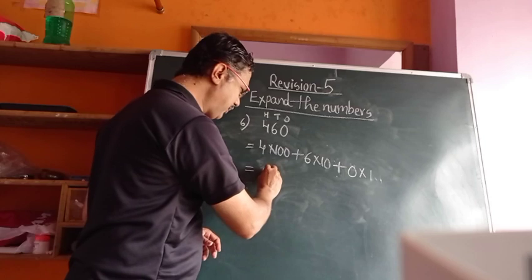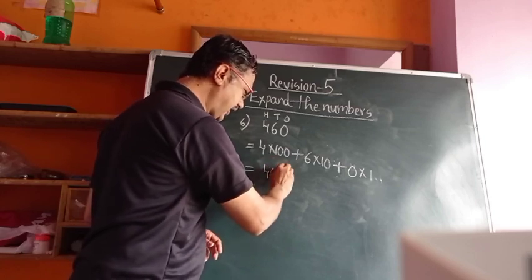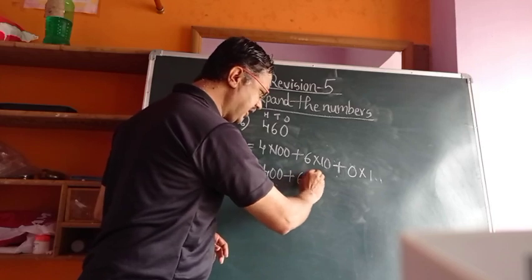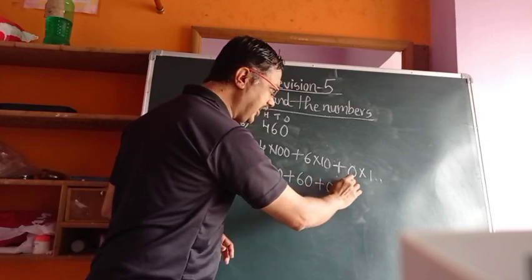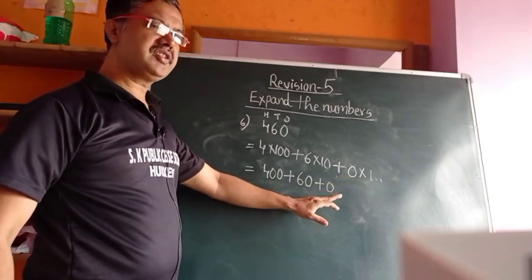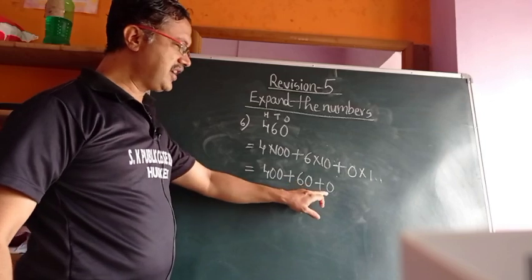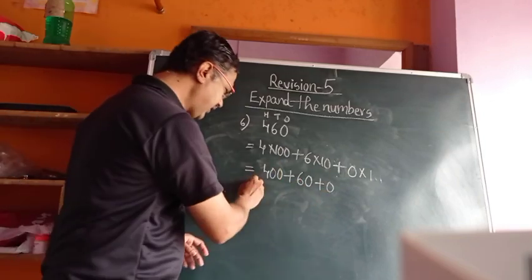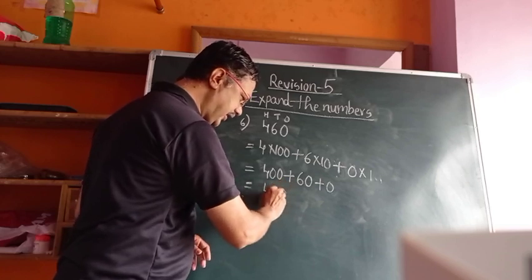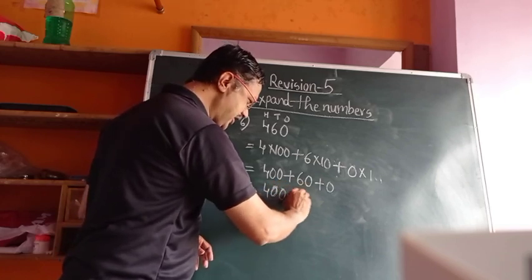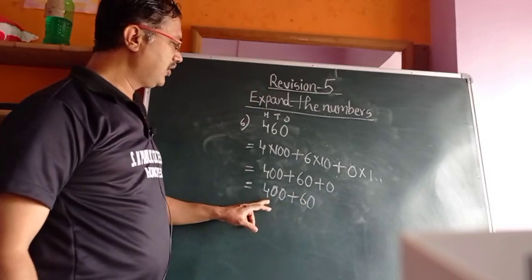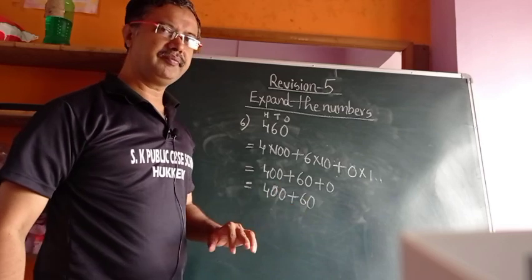Now simplify this. 400 plus 60 plus 0. Finally here we got 0 into 1 means 0. It is not necessary to write this last number. Okay, we can write 400 plus 60 directly, this is also correct. 400 plus 60.